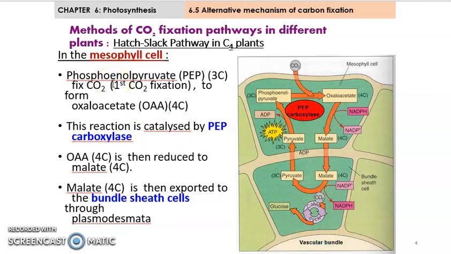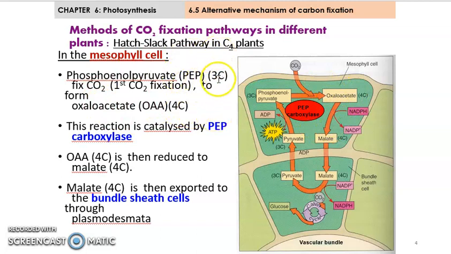So kita tengok one by one. Phosphoenol pyruvate or PEP here is a 3-carbon molecule which will fix carbon dioxide. So yang ni adalah first carbon dioxide fixation to form oxaloacetate. So oxaloacetate is the molecule that has 4 carbon.